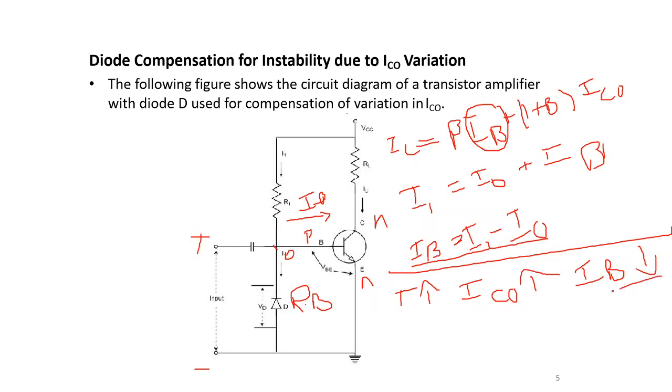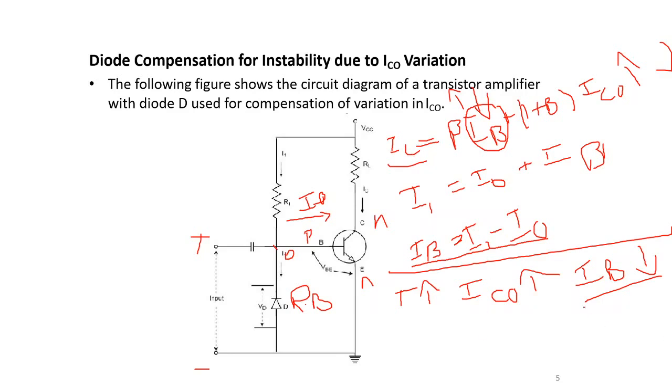Whenever IB is decreased, IC, so one is an increasing parameter in this equation and one is a decreasing parameter in this equation, so IC will be compensated. Or else, if ICO decreases, indirectly IB increases, and IC will be compensated. So this is the way we do the compensation technique.